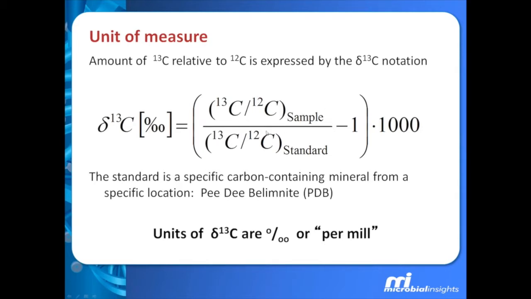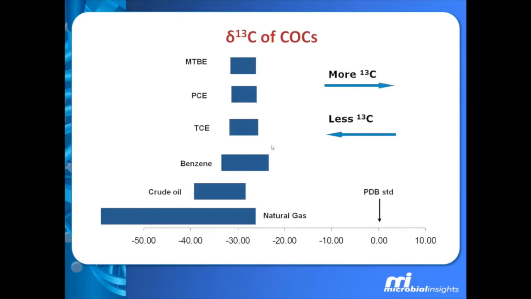And basically what that results in is a del 13C scale on which the standard has a value of 0. Anything with a value less than 0 contains less carbon-13 than the standard. Anything with a value greater than 0 contains more carbon-13 than the standard. And on this scale, I've just shown you some common materials like oxygenates, chlorinated hydrocarbons, benzene, crude oils, natural gas, etc., and the del 13C values for these materials as they naturally exist in the environment.